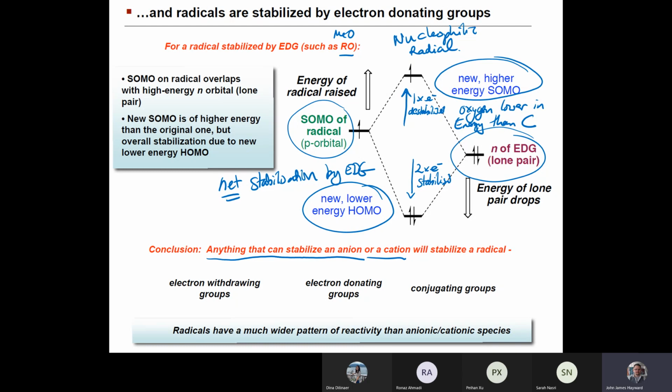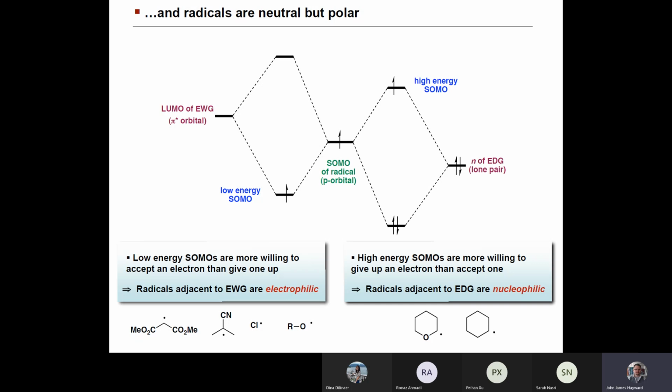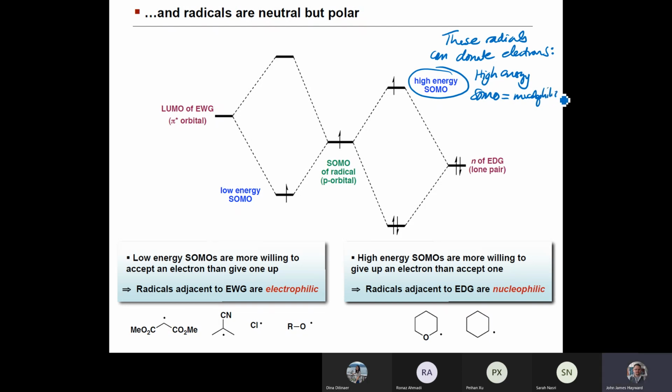So this stabilization, making a radical either nucleophilic or electrophilic, does mean that it can be relatively polar, but they are overall neutral. So they're not an anion or a cation, but they are polar. Okay, so if we look at these two different ways of stabilizing a radical, when you generate a high energy SOMO by reacting it with an electron donating group, these radicals can donate electrons. High energy SOMO equals nucleophilic radical.